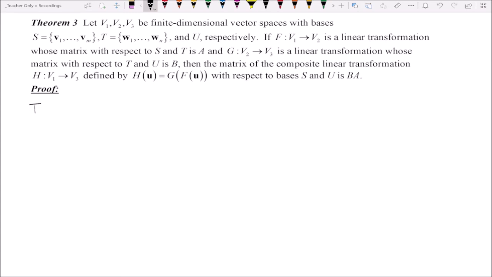All right, well, the matrix of h with respect to the bases S and U is, let's call it C. It is the matrix whose columns are the coordinate vectors of the transformation of the vectors in S under h with respect to U. So it's this matrix.